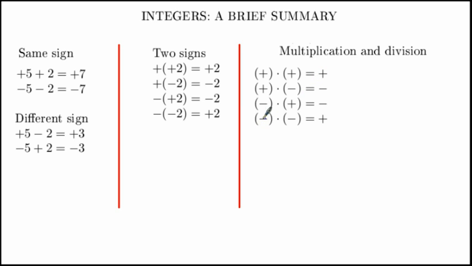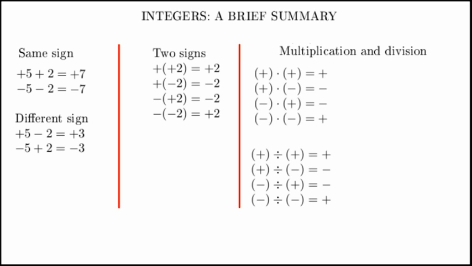Or even if both are negatives, the result is positive. But in the case they have different signs, positive and negative, or negative and positive, the result is negative. And in the case of division it is absolutely the same. Same signs means plus in the result, and different signs means minus in the result.